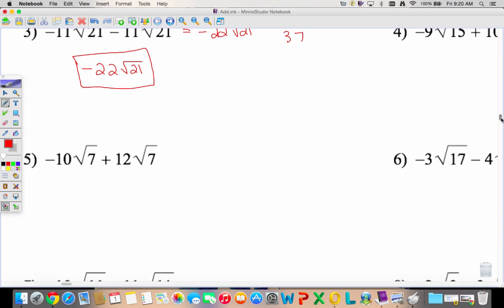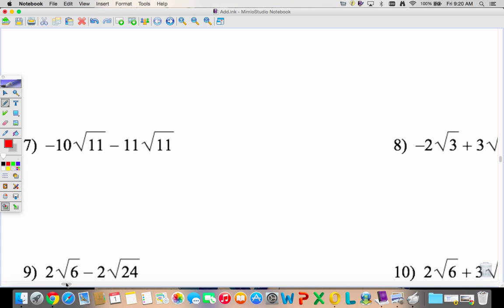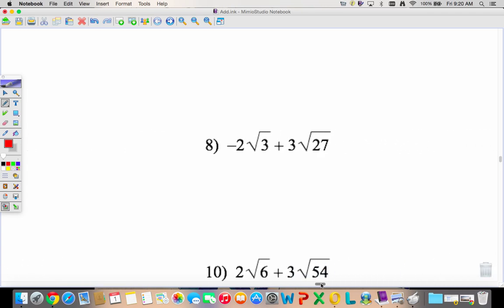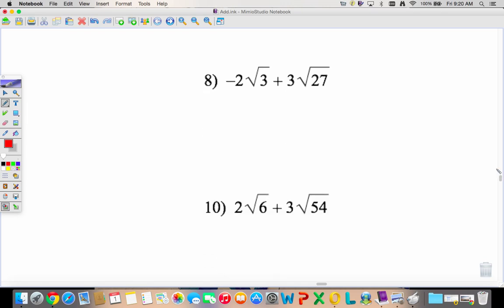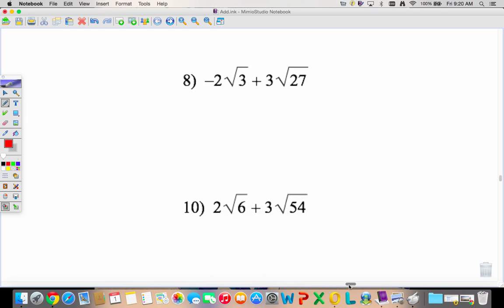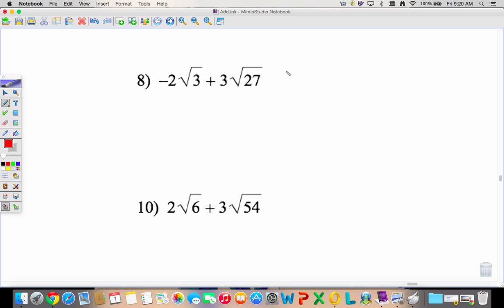Alright, I'm going to go ahead and skip down to number 8. We have negative 2 square roots of 3 plus 3 square roots of 27. First thing you should notice is that your square root of 3 and square root of 27 are different numbers. So what we have to do is see, can I do something to this 27 so that I can get a square root of 3 and combine them? First we're just going to focus on the square root of 27. My two numbers that can go into 27 are 3 and 9. My two numbers that go into 9 are 3 and 3.